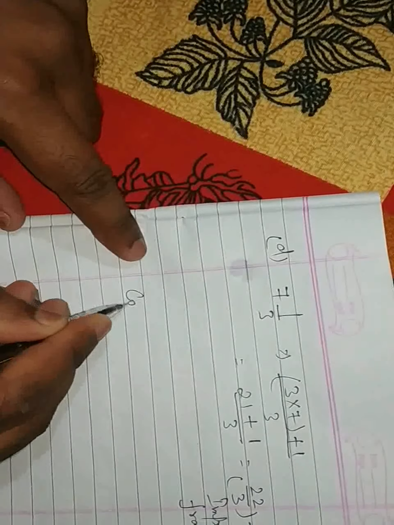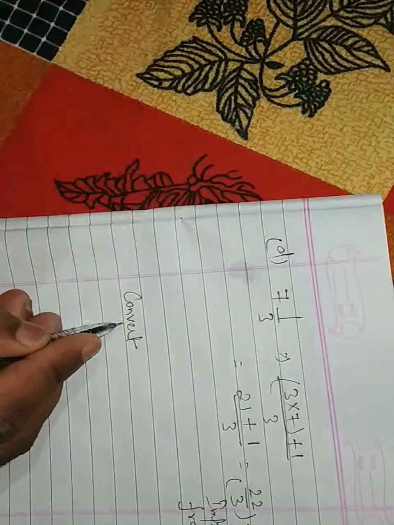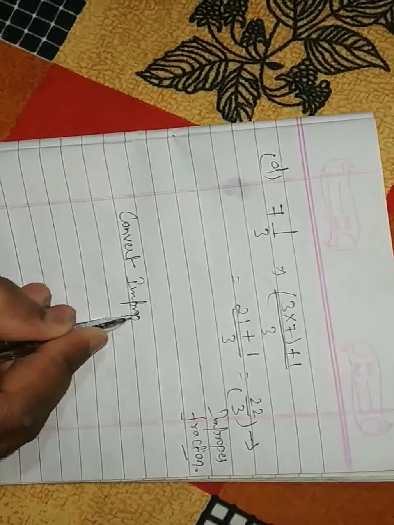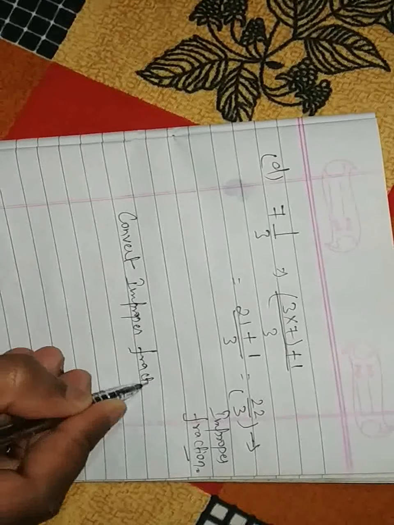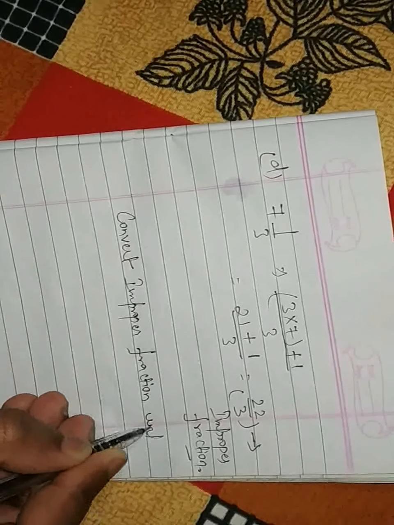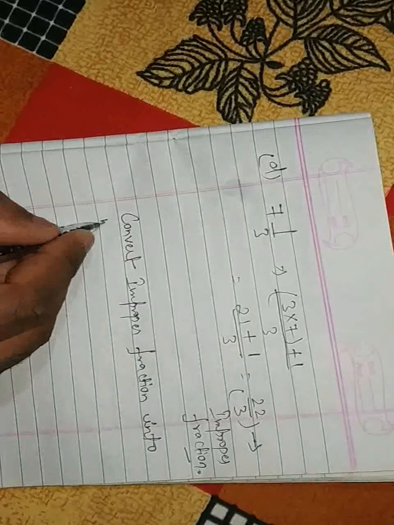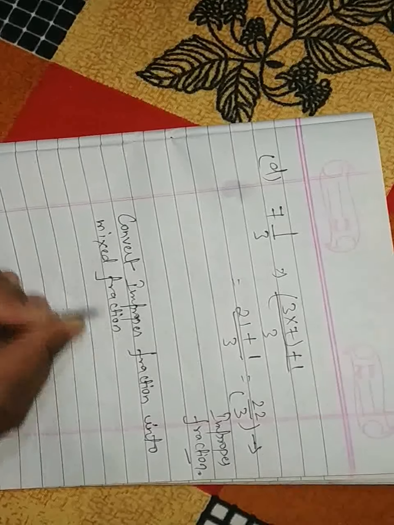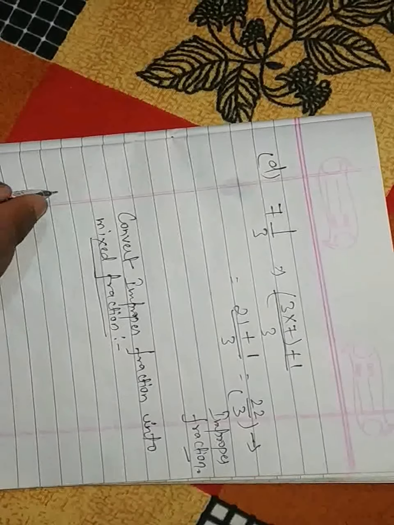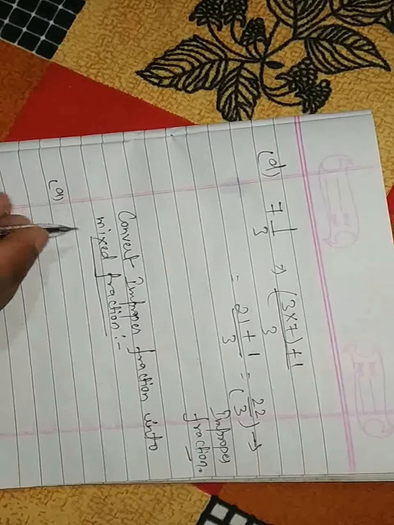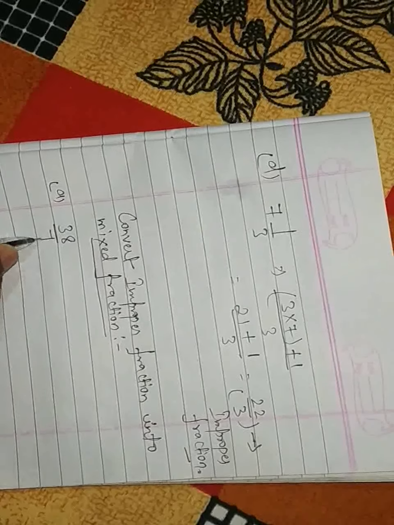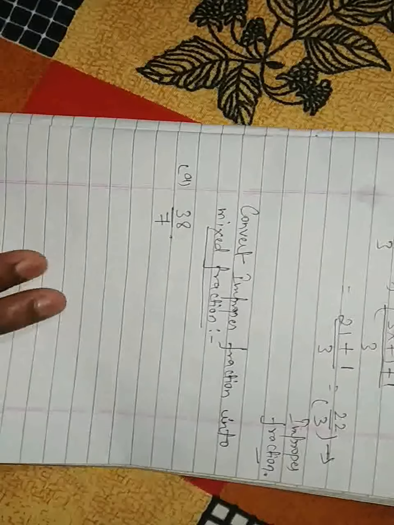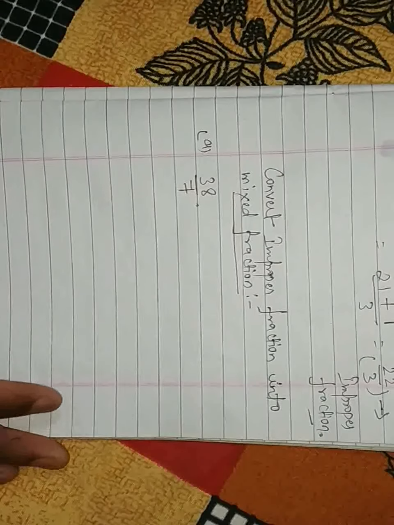Now we are going to learn how to convert an improper fraction into a mixed fraction. Let's take the first example, that is 38 upon 7. So this is an improper fraction, and how can we convert this improper fraction into a mixed fraction?